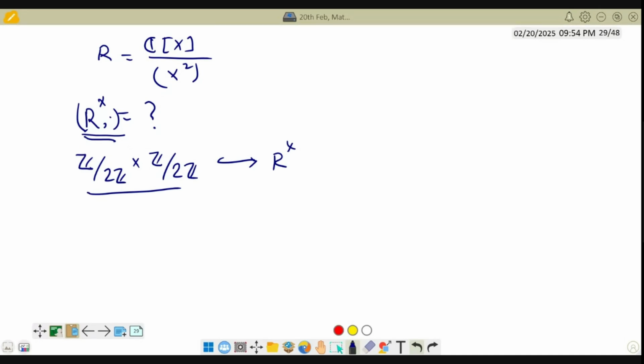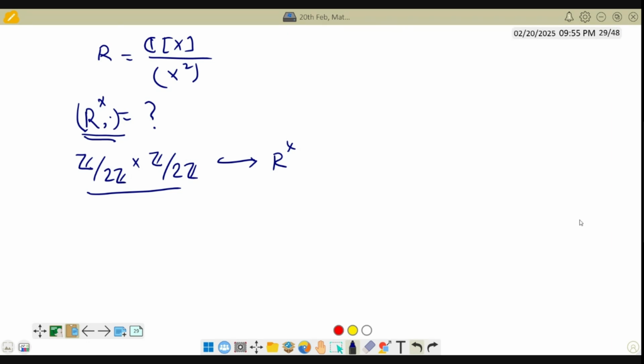Means how can you compute R cross? Have you thought about that? At first, tell me, how do the elements of R look like? Can you identify the elements of R? You can write in chat also, no issue. How do the elements of R look like?